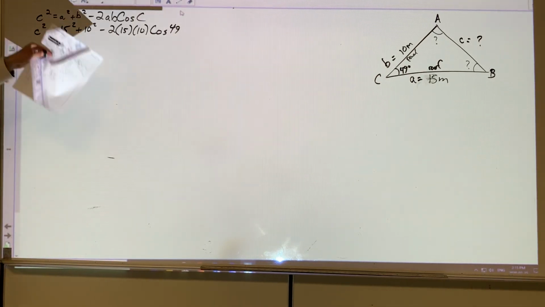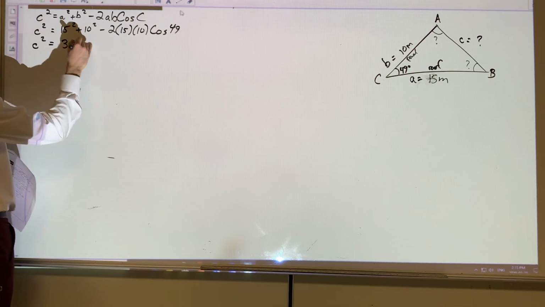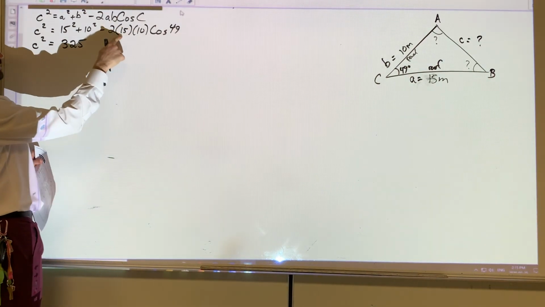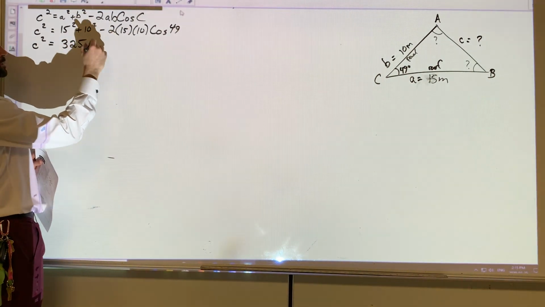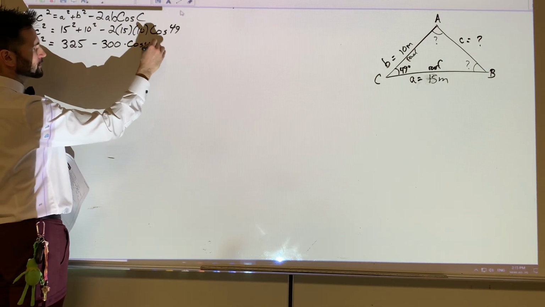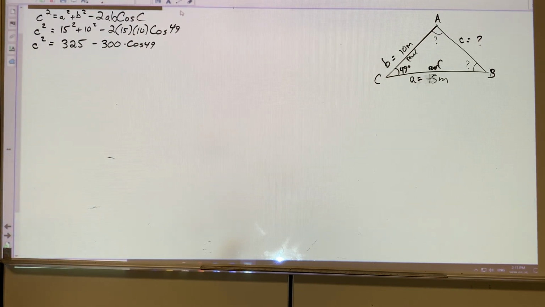And now I just need to pop it into my calculator. So again, I recommend you take it in tiny baby steps. 15 squared is 225. 10 squared is 100. So you get 325 there. You double check on your calculator, double check on my work. Yeah. And then 10 times 15 is 150 times 2 is 300. So you've got 300 times cos 49. I'll just write that for a second. You type that in on your calculator, and what would you get?